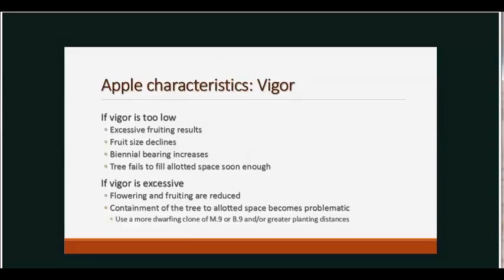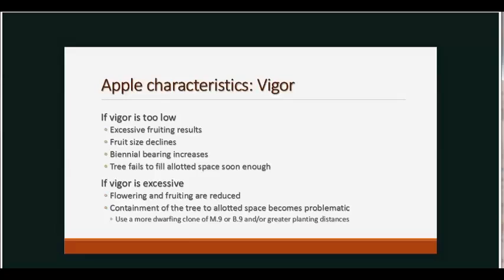When we have a scion that is excessively vigorous, usually what we have happen is it's very vegetative. We have reduced flowering and fruiting on there. And it's also hard to contain the tree into the allotted space. And so that becomes problematic when they grow together or grow into each other. And so a lot of times this is where we move into using a more dwarfing clone like the M9 or the B9, or give it a greater planting distance.